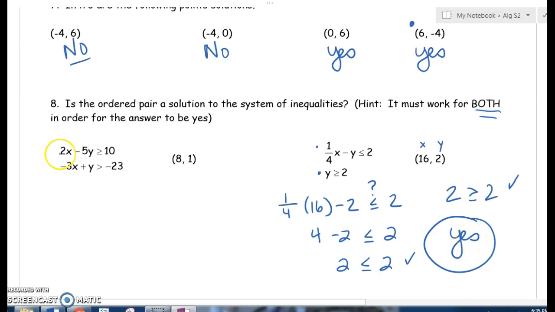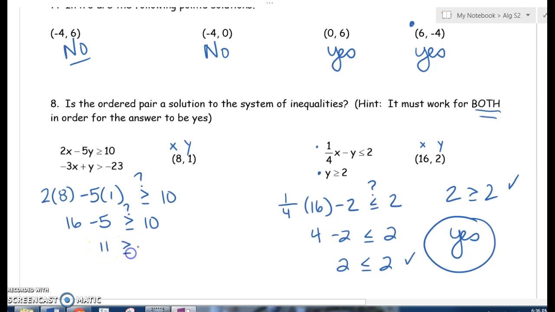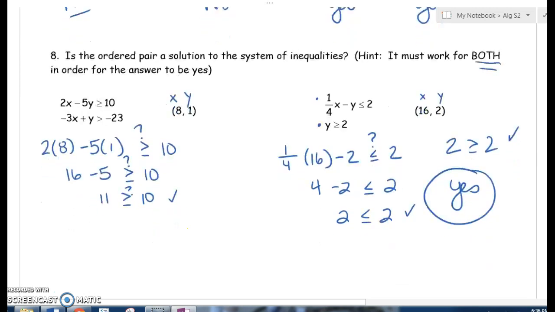Same idea over here. If you were to take this and plug it in, you have 2 times 8 minus 5 times 1, and we're going to see if it's greater than or equal to 10. 2 times 8 is 16. 16 minus 5 is 11. 11 greater than or equal to 10? Yes, it is. So it works for that one.